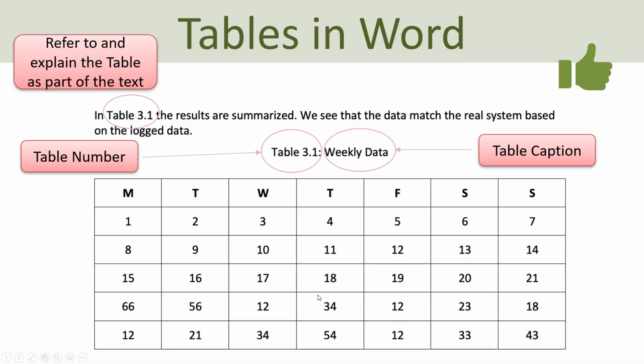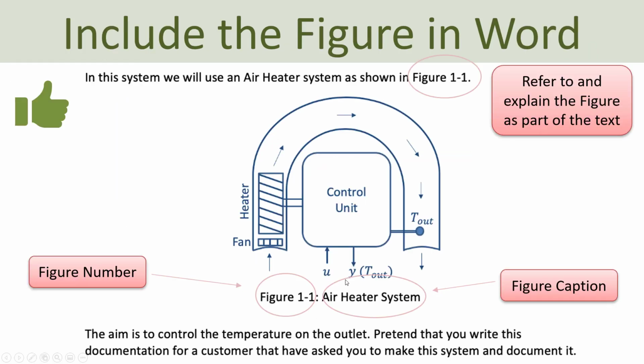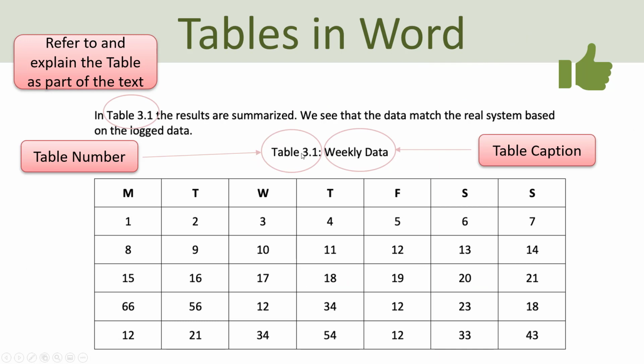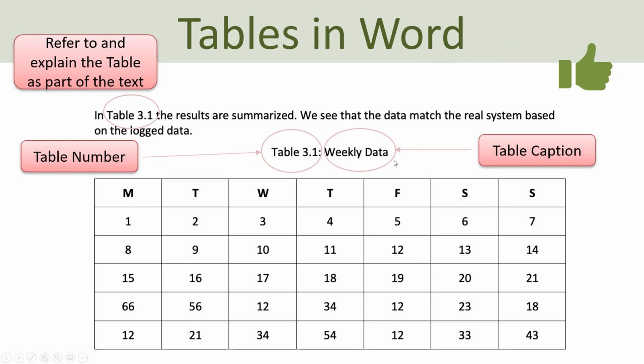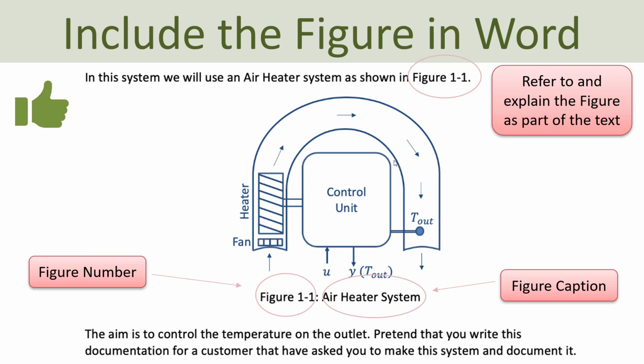So these are for figures, while for tables you do the same. You have a table number and you have a table caption, and you refer to that table as part of your text and explain it. While for figures, the figure number and caption is below the figure, while for tables, the table number and the table caption is above the table. So make sure for figures it's below, for tables it is above the table, like this. Let's see how we can do this in Microsoft Word.